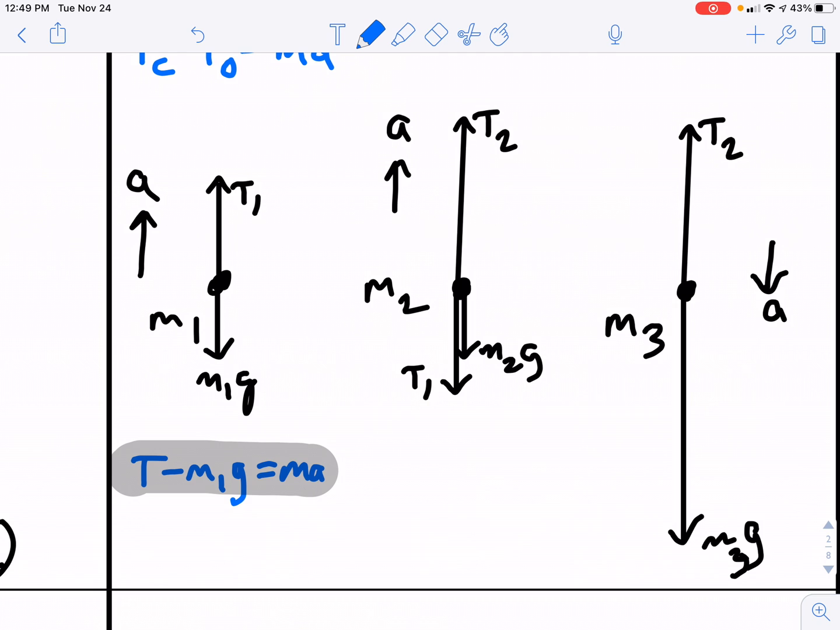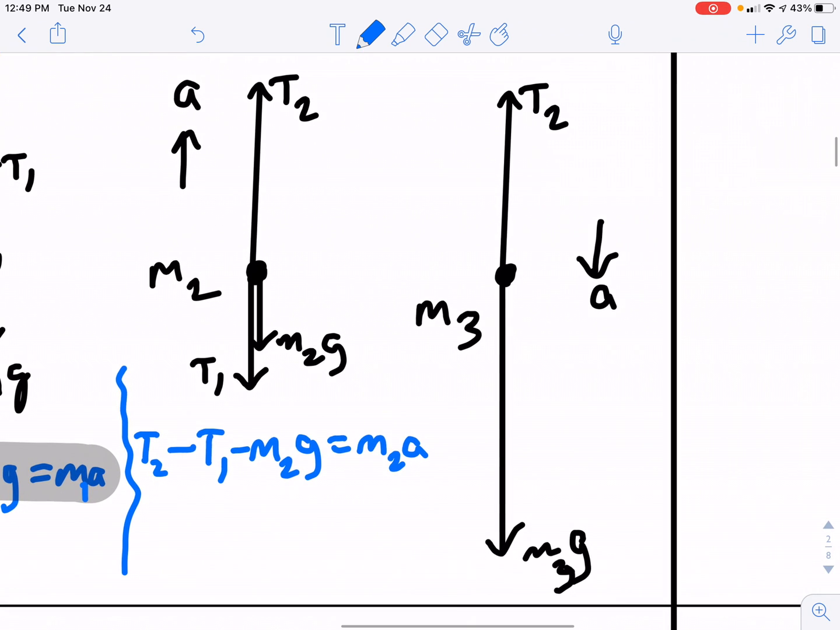Now, the equation for mass 2 would be causing force, tension 2, minus, now we have two opposing forces. We're accelerating upwards, we have two opposing forces, tension 1 and weight. So minus tension 1 minus M2G equals M2A, where this is M1A.